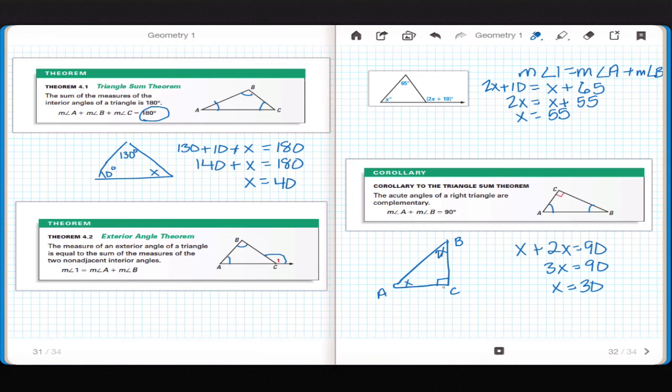You know this is 90 degrees. You could add all these up and equal it to 180, but it's kind of shorter just to do the 2x plus x equals 90. And then I solve and I get x equals 30. You're going to apply these on Monday, so get ready, and then we're going to talk about proofs with triangles.